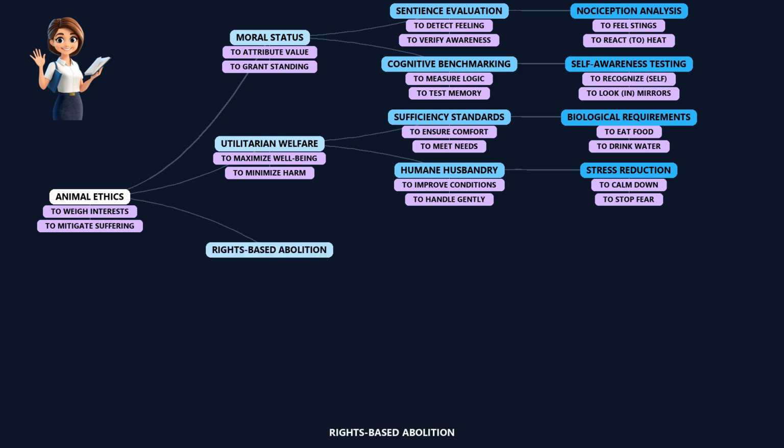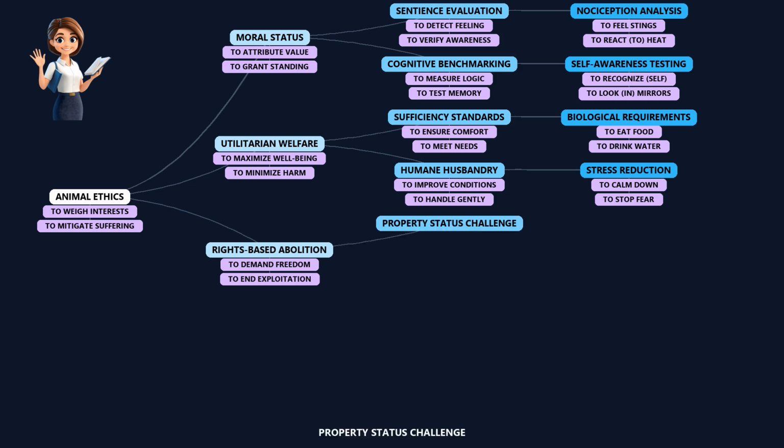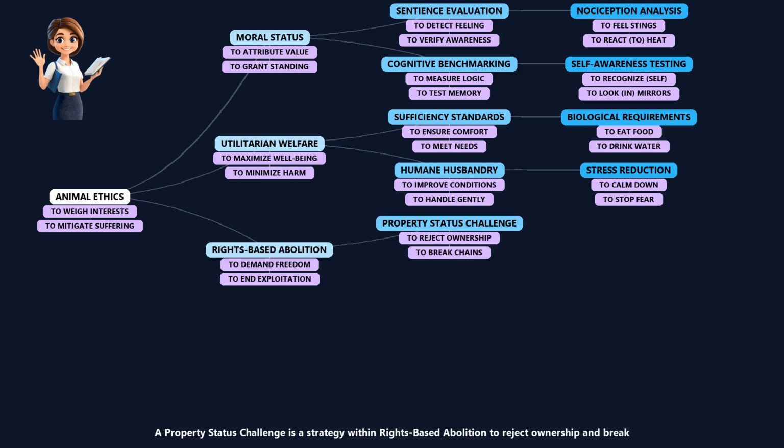Rights-based abolition. Rights-based abolition is a critical requirement for animal ethics to demand freedom and end exploitation of all species. Effectively, we are saying that animals should not be used by people at all. Property status challenge. A property status challenge is a strategy within rights-based abolition to reject ownership and break chains of the past. This involves arguing that a dog or a cat is a person, not a piece of furniture you own.